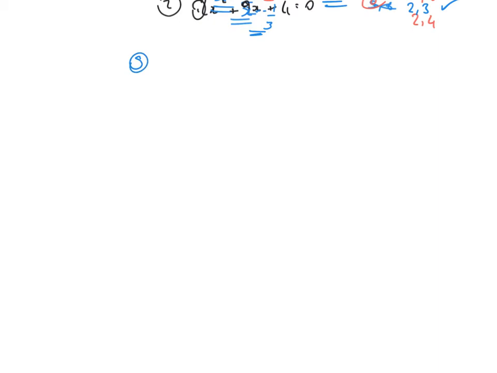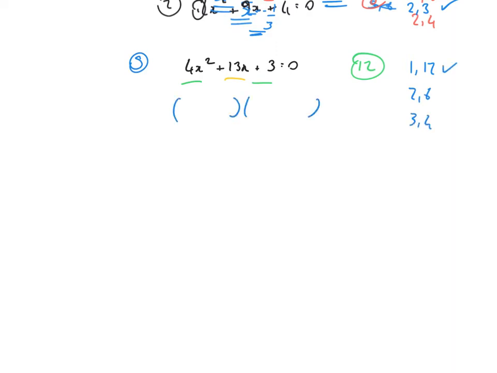Okay, example 5. This time 4x squared plus 13x plus 3 equals 0. Okay, 4 3s are 12. Two numbers that multiply give 12 and add together to give 13. Well, it could be 1 and 12, 2 and 6, 3 and 4. Which pair works? It's definitely 1 and 12. Plus 1 plus 12. Drop the 4x in there and drop the 4x in there.